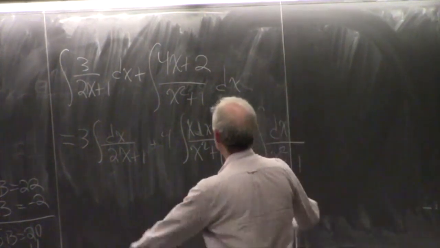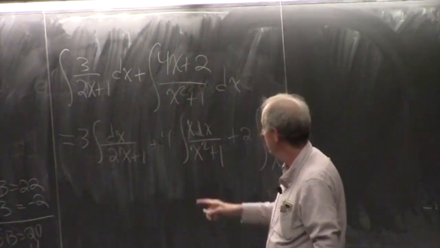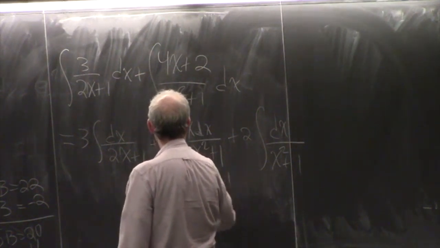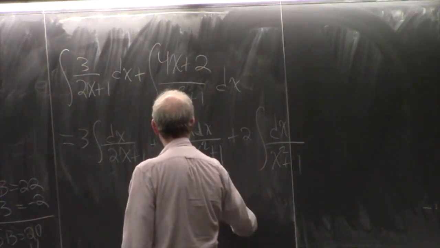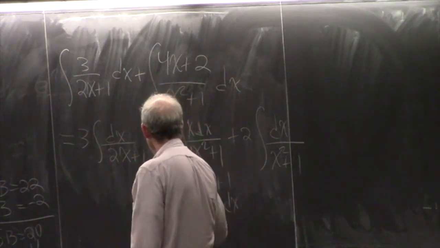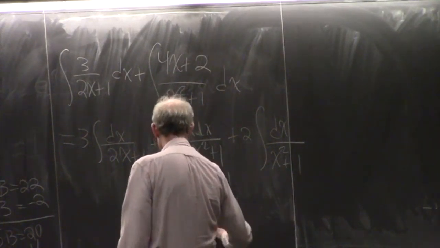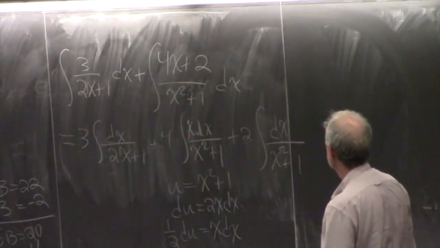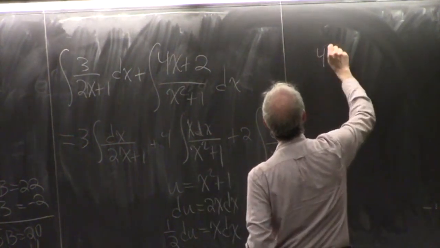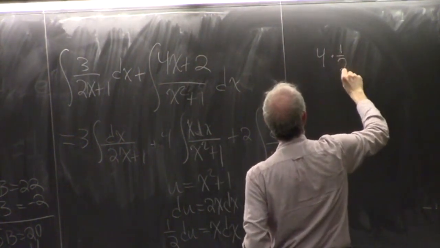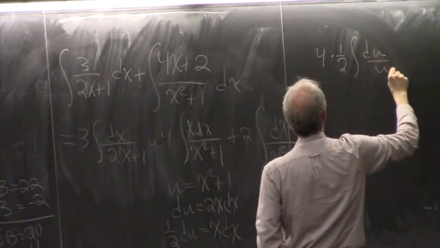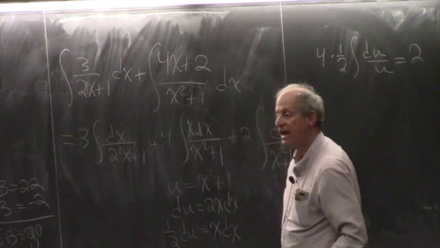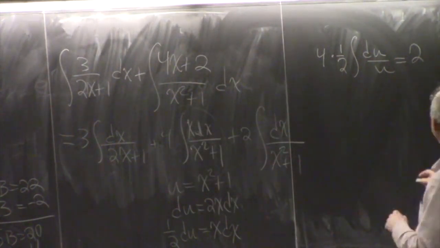Okay. These two are straightforward. This one takes a tiny bit of work. So let u equal x squared plus 1, du is 2x dx, so a half du is x dx. So that middle integral becomes 4 times 1/2 integral du over u. I told you guys earlier, I recommend you just memorize how to do this integral. That integral becomes 1/2 the natural log of x squared plus 1.